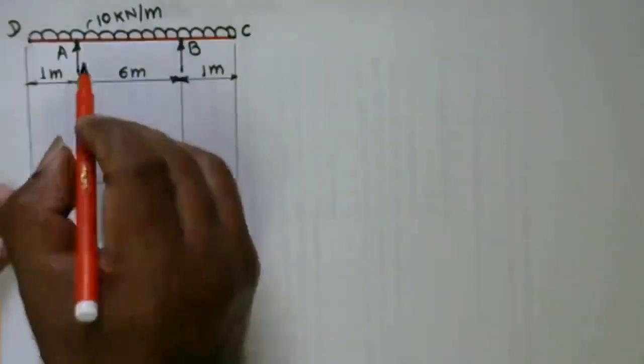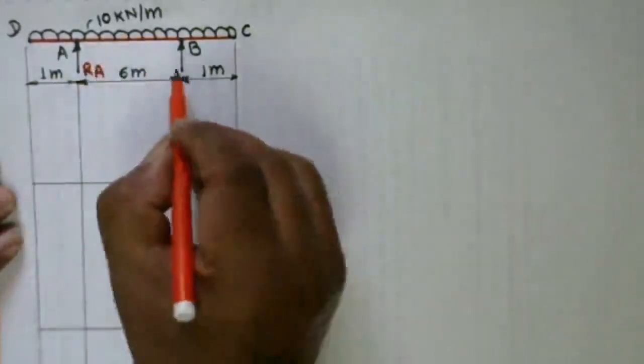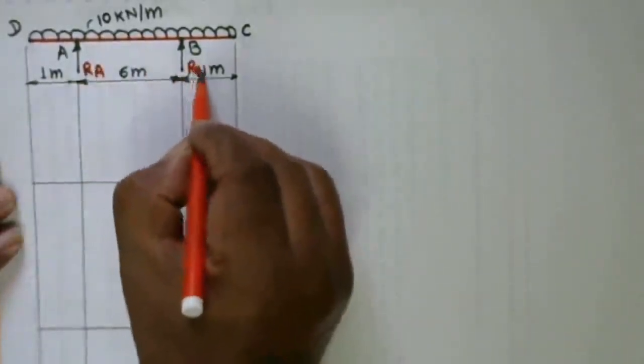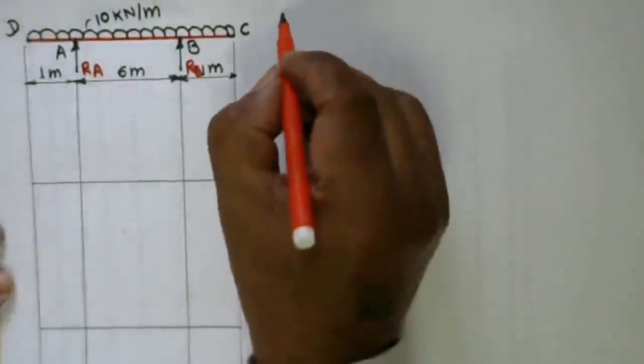an overhanging beam is subjected to a UDL of 10 kilonewton per meter having a span of 8 meters. A and B are the supports, so we say that RA and RB are the reactions at points A and B respectively. So first we have to calculate its reactions RA and RB.